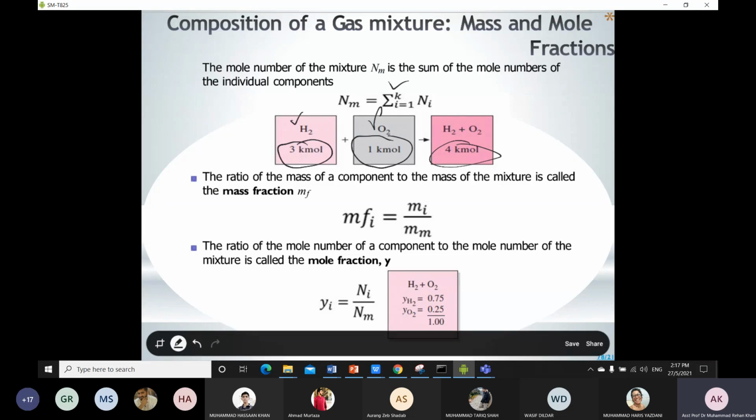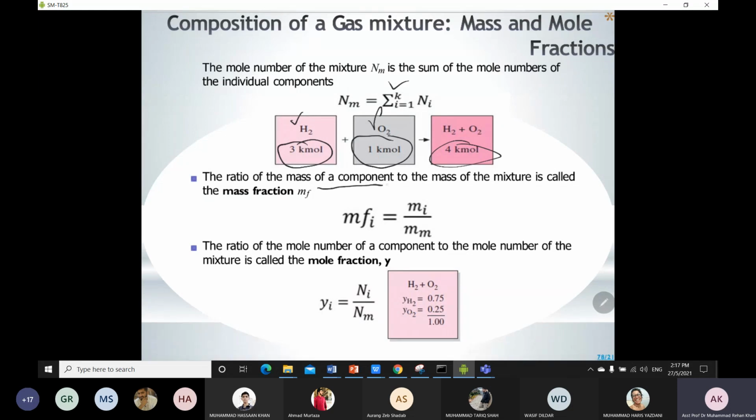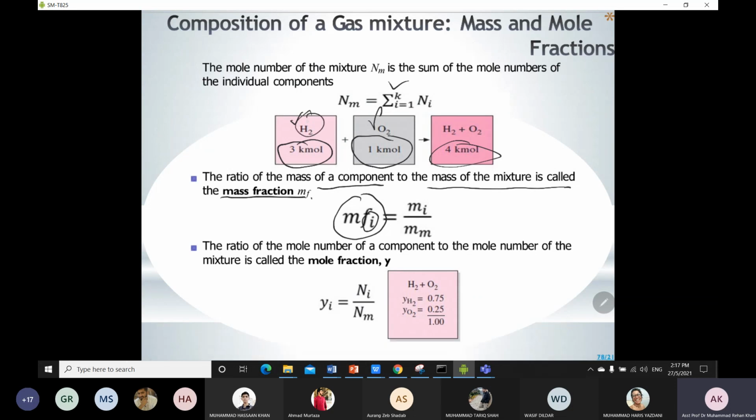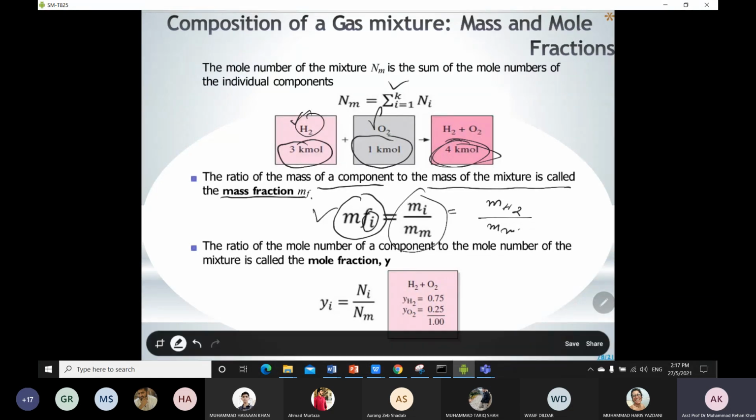Now, another term which we have to use to solve problems in this chapter: the ratio of the mass of a component to the mass of the mixture is called mass fraction, and we denote it as mf_i, where i denotes the individual component. For example, to find the mass fraction of H2, I just take the mass of H2 and divide it by the mass of the mixture, which is the combined mass. And I will get the mass fraction for the individual component.